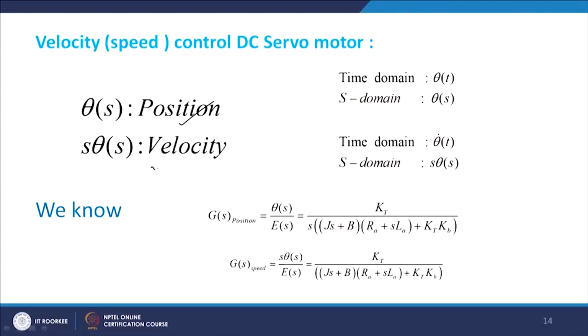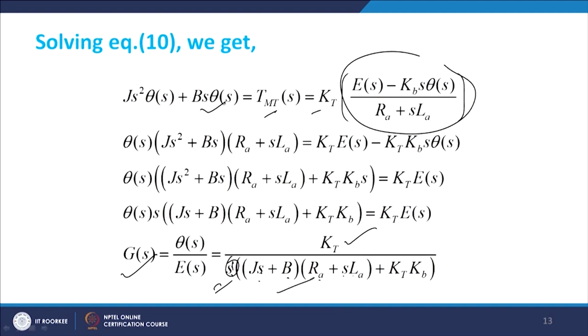Speed model. So theta of S is position, and S theta of S is velocity. Time domain theta t, S domain theta of S, then time domain theta dot, S domain equals S theta of S. This is for the position and this is for velocity. So G(S) position equals theta S by Ea(S) equals KT by S(JS plus B)(RA plus S LA) plus KT KB, that is the same expression, this expression.